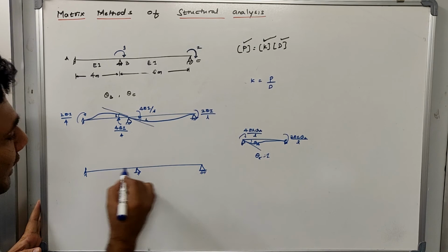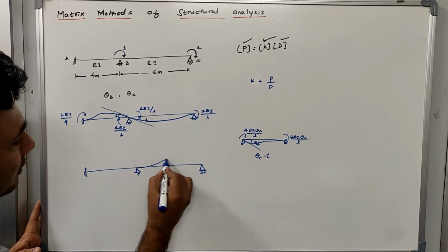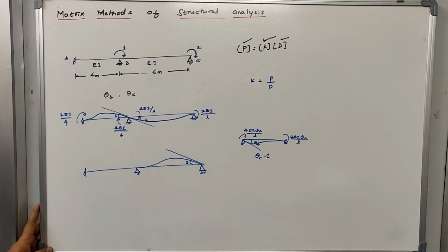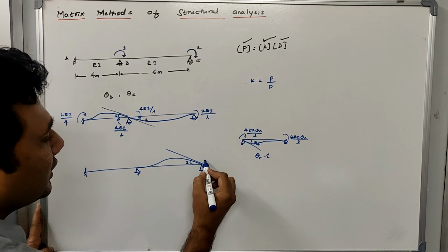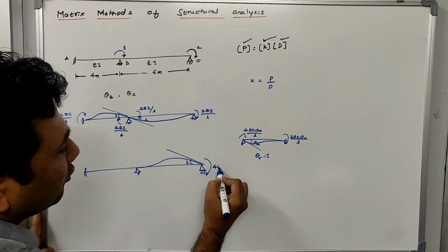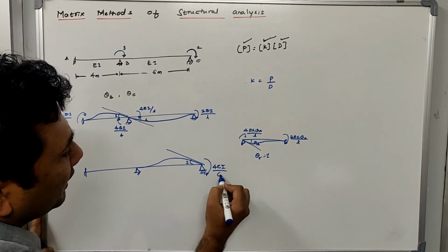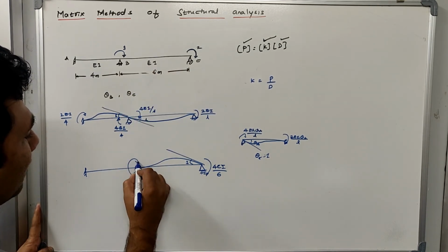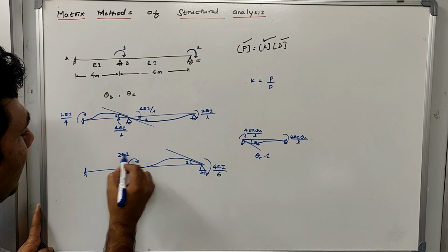So at the second coordinate, we are also applying the unit rotation. By applying unit rotation, the moment required here will be equal to 4 EI divided by 6, where the length of the member is 6. Now at the far end rotation we will have 2 EI divided by 6.